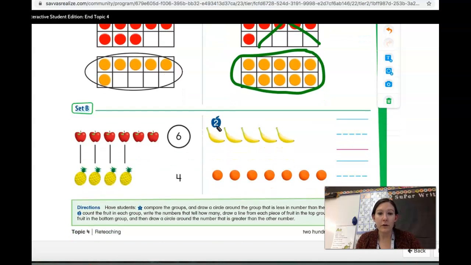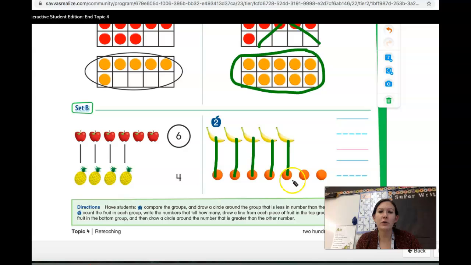All right, here we go for number two apple. We're going to compare these two groups and circle the one that's greater and we'll X the one that's less. Do you remember doing this? Comparing groups by matching one to one? Let's do that with these bananas and these oranges. Match one to one, one to one, one to one, one to one, and one to one. I can see that the group of oranges has extras.